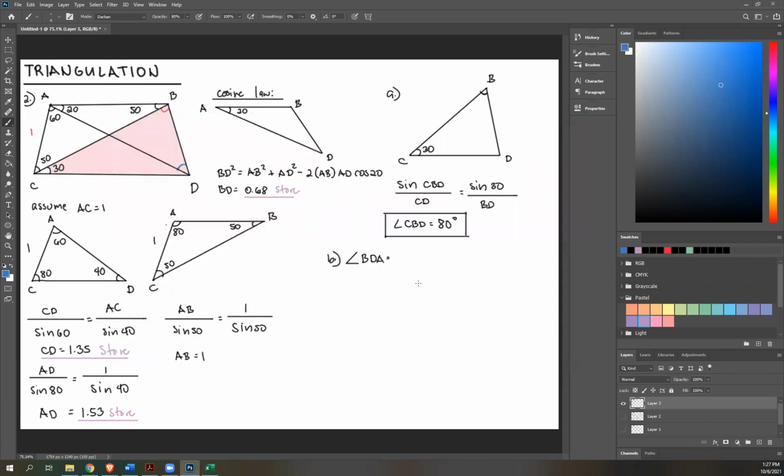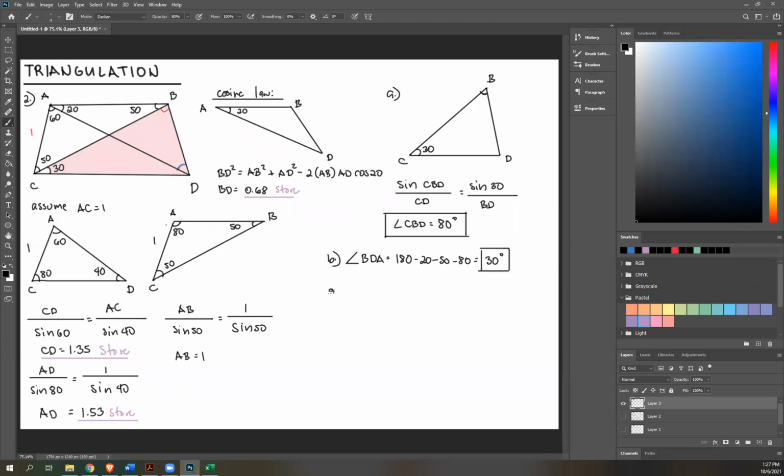Okay, now if you're wondering why it's 30, it's because we're using this triangle. 180 minus 20 minus 50 minus, we just solved for that, 80. So that's 30. Okay, so 30 degrees.